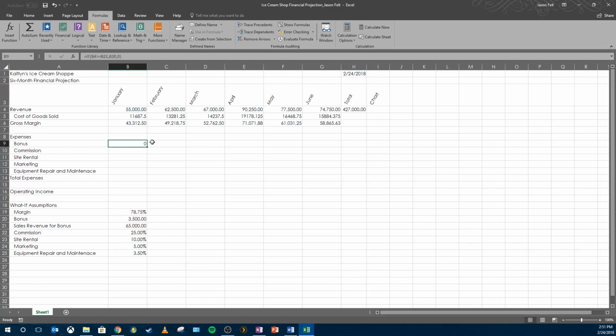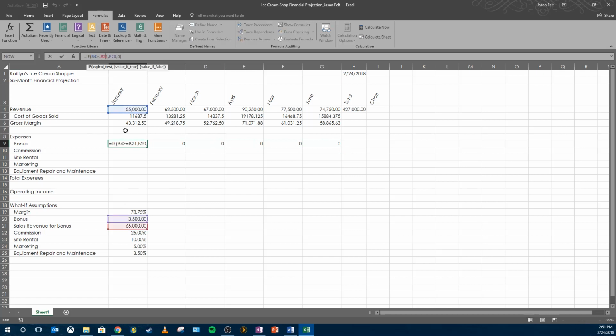Now, as I go ahead and move this across, you'll notice it's 0. Well, why is that? Why is it 0? We see in our argument that 65,000 is true here. So why is it 0? What's going on? Well, if you look, I didn't put my absolute cell references in.